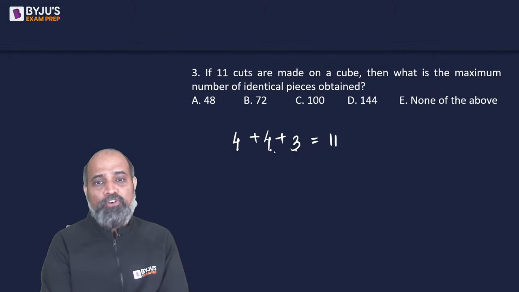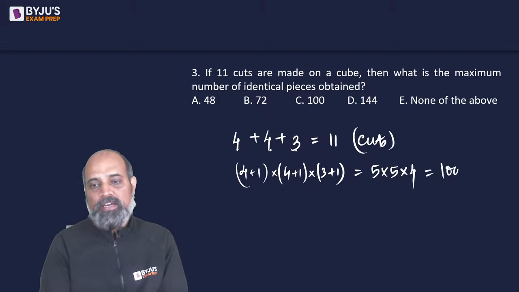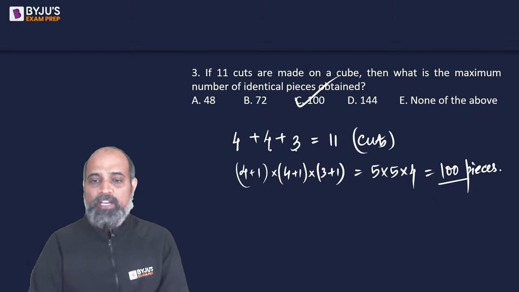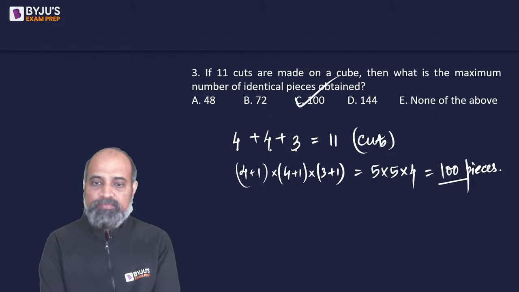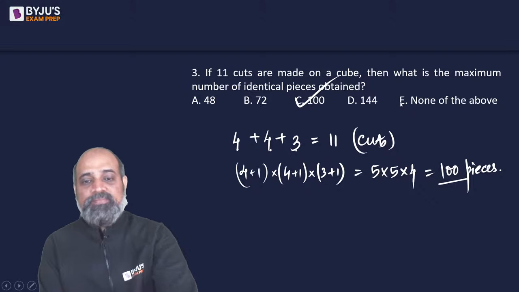So if 4, 4 and 3 are the number of cuts, then the number of pieces we will have will be 1 more into 1 more into 1 more. So this is going to give us 5 into 5 into 4, which is going to end up in 100 pieces. I hope it is now clear. Yes, absolutely, it comes like this.